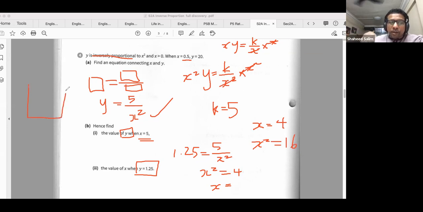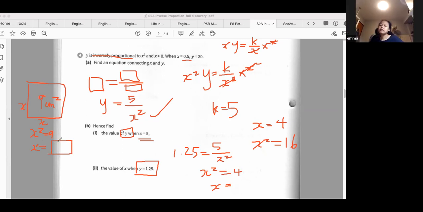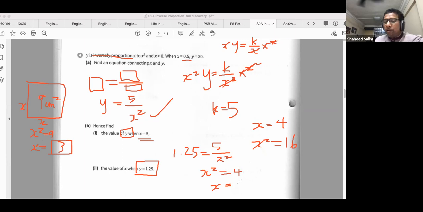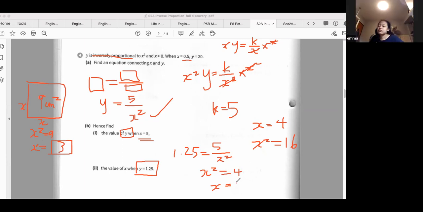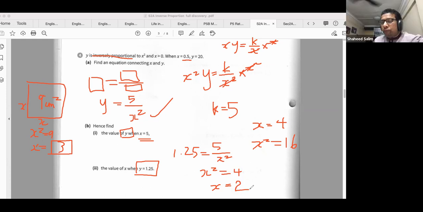You have a square. This square, the area is 9 square cm. x squared equals 9. What is x? x is one side over here. Are you going to square it and then get 81? 81 cannot be. What is it? Square root it. Square root of 9 is 3. So this one should be 2. Confused or not confused?